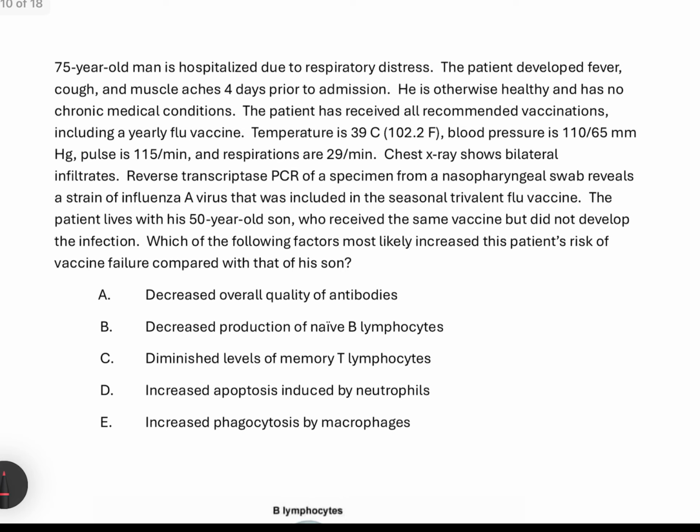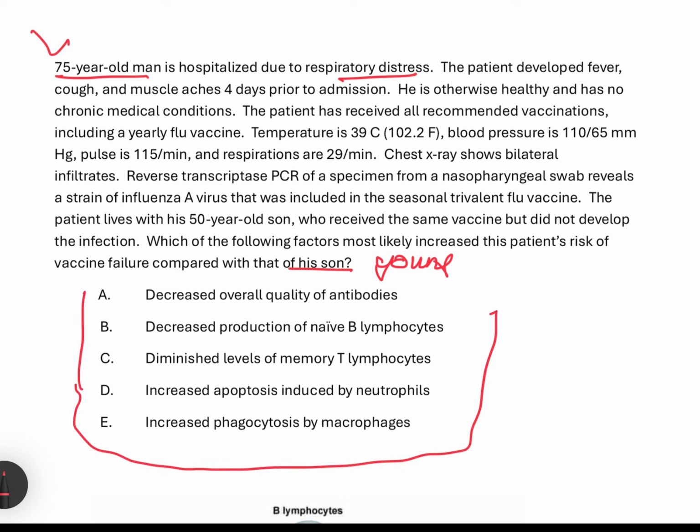Our next question is, a 75-year-old man is hospitalized due to respiratory distress. The patient developed fever, cough, and muscle aches. So guys, if you go from the onward of the question, we are going to read from the last statement and then we will catch the question. Which of the following factors most likely increases this patient's risk of vaccine failure compared to that of his son? Like that, the patient is a 75-year-old man, and he is being compared with his son who is young. Which of the following factors is the risk of vaccination failure?